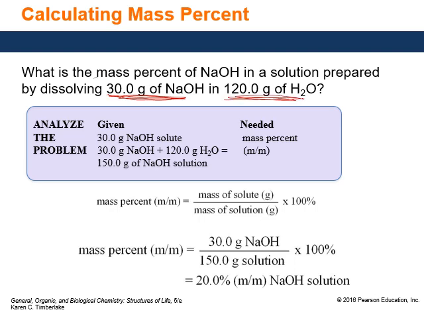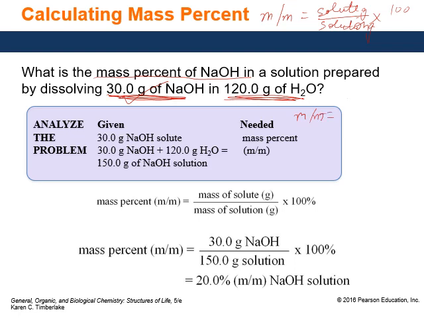Now again the question is asking what is mass percent. Mass percent would be mass over mass, which is solute grams divided by solution grams times 100, right? Do I have grams of solute? Yes. Do I have grams of solution? No, but I do have grams of solvent. So I can find this out by adding the solute and solvent together, right? So what would be my mass over mass here?